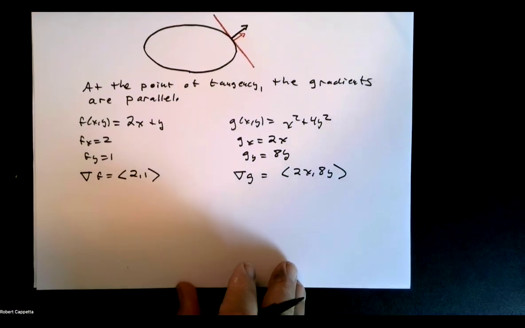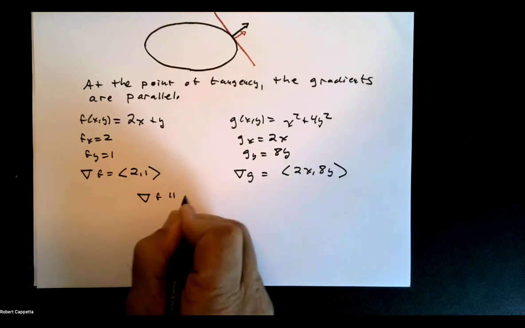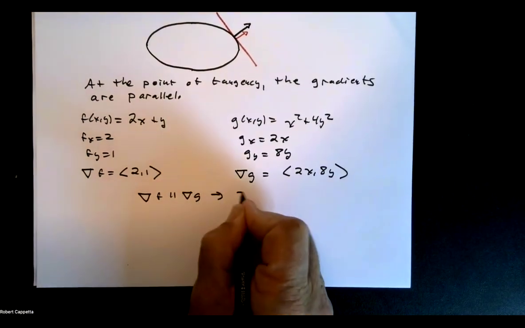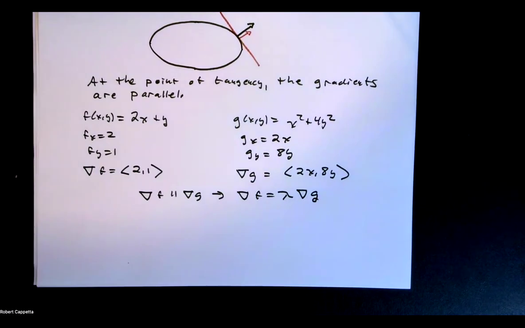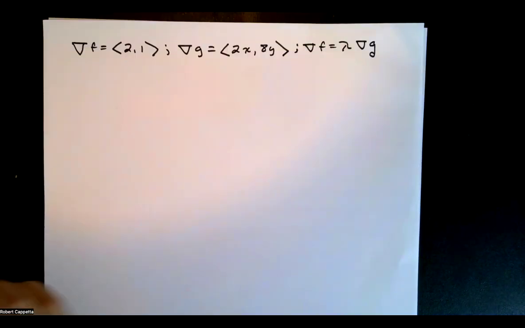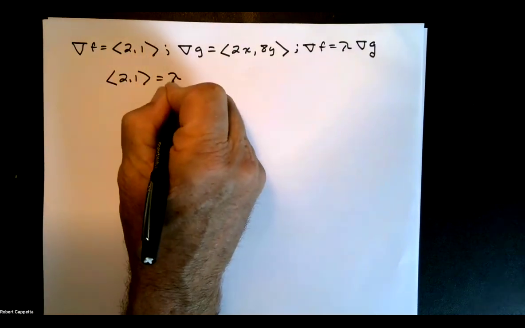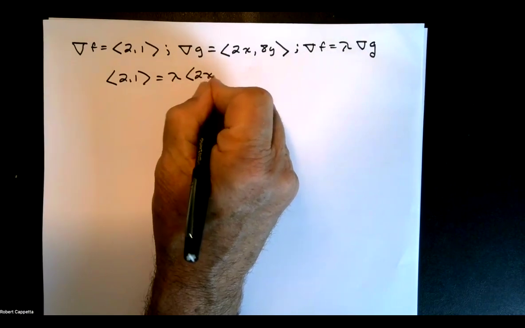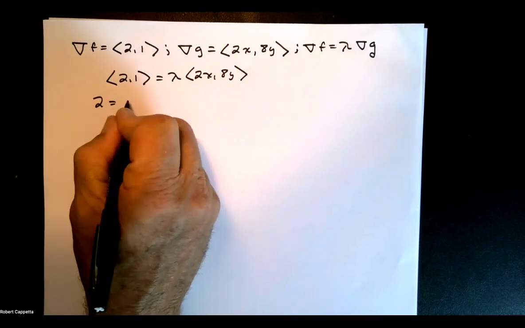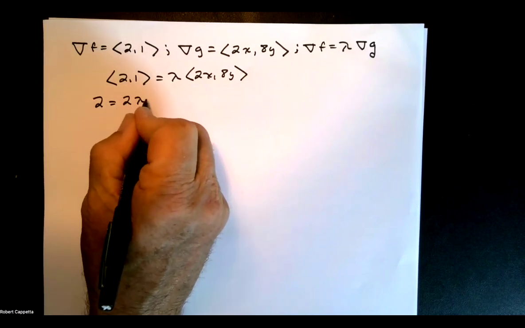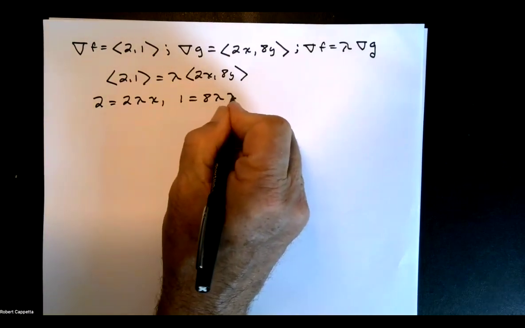Now what we need to do is recognize that if they are parallel, that the gradient of f being parallel to the gradient of g means that the gradient of f is some multiple of the gradient of g, and we have to solve some equations. With this information, we get that 1 is a multiple of 2x comma 8y, which would mean 2 equals 2 lambda x, and 1 equals 8 lambda y.